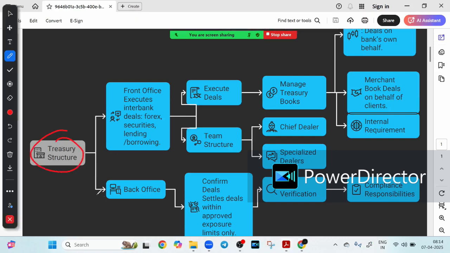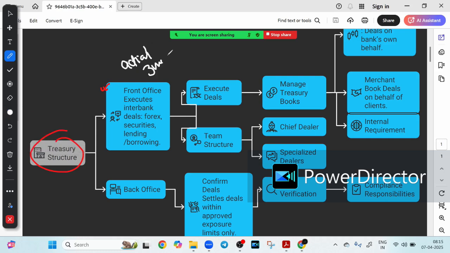So friends, the treasury is broadly divided into three main areas: front office, back office, and mid office. Mid office I will talk about in the latter part of this video. So what happens in the front office? Let me explain. The front office is like an action zone. We can call the front office the action zone.